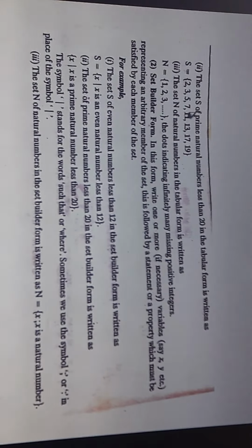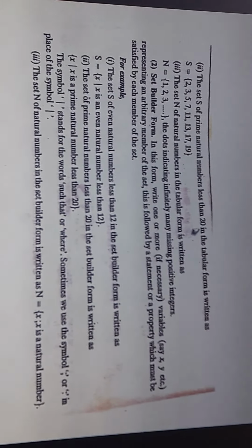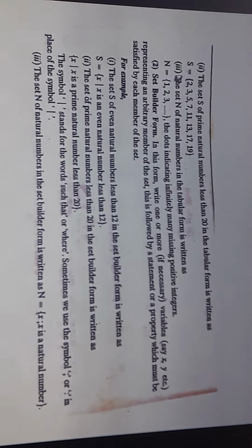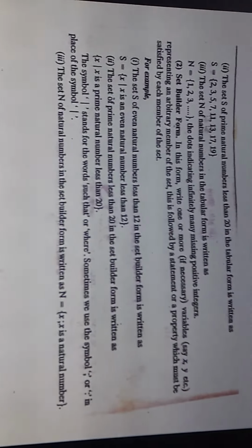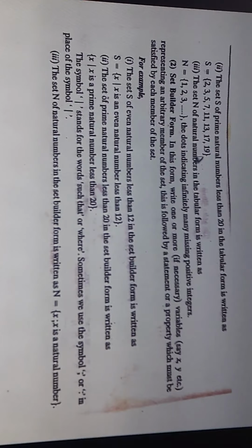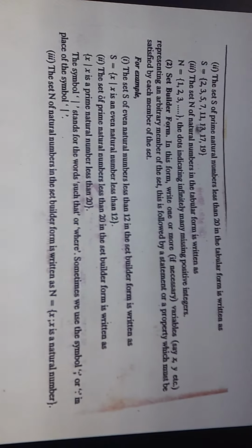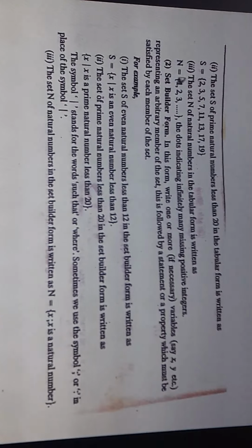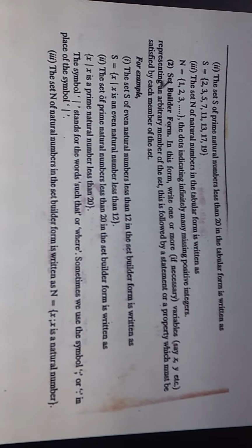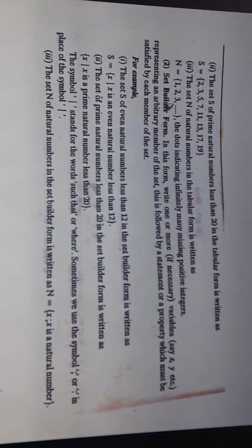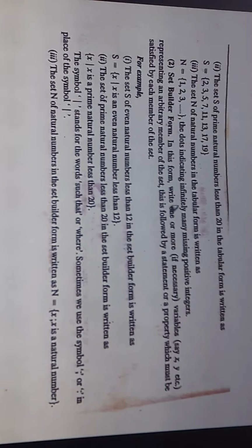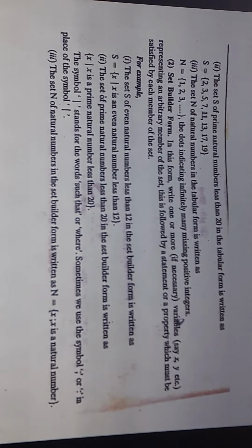The set S of prime natural numbers less than 20 in tabular form is written as S = {2, 3, 5, 7, 11, 13, 17, 19}. This is the prime numbers less than 20. The set N of natural numbers in tabular form is written as N = {1, 2, 3, ...}, the dots including infinitely many missing positive integers.